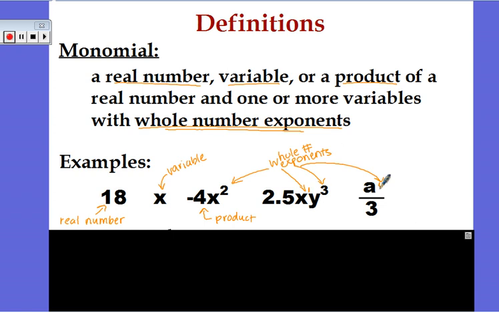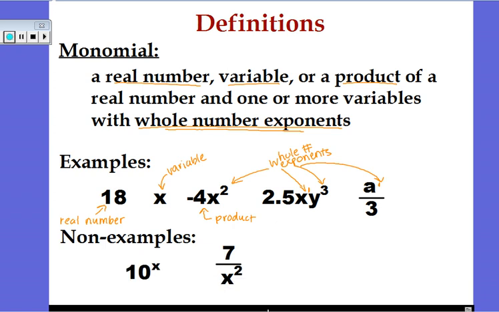Let's take a look at some non-examples. So the first non-example is 10 to the x. Okay. X can be any number, so we can't assume that this is a whole number exponent. So we're going to write that 10 to the x is not a whole number exponent.